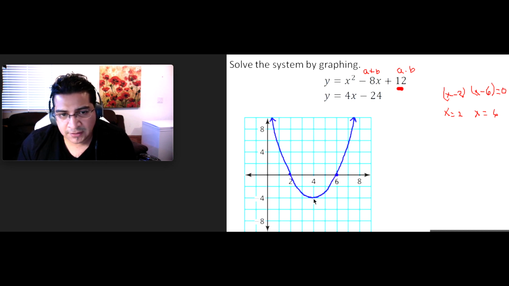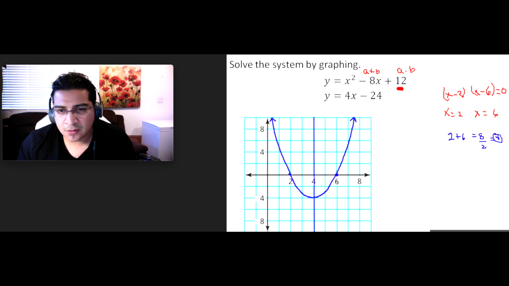So how did I find this point right here? All I did is I found the average of these two. So I did 2 plus 6, which is equal to 8. And 8 divided by 2 is equal to 4. Okay, so that is my x, and that's how I find my axis of symmetry.